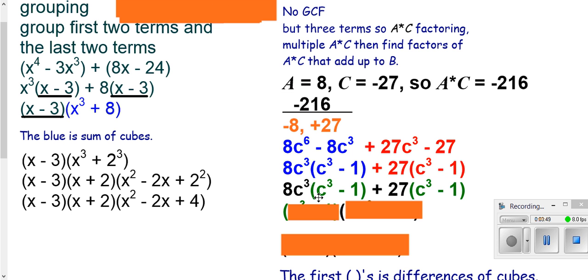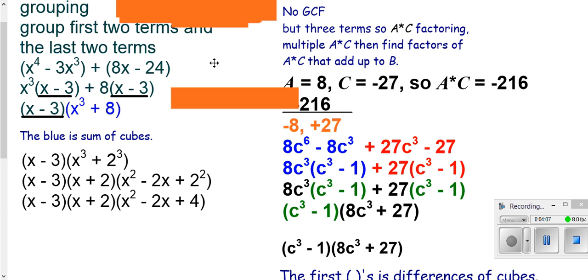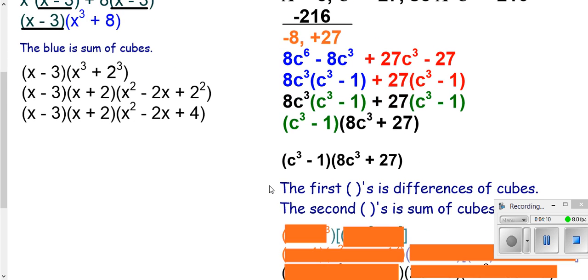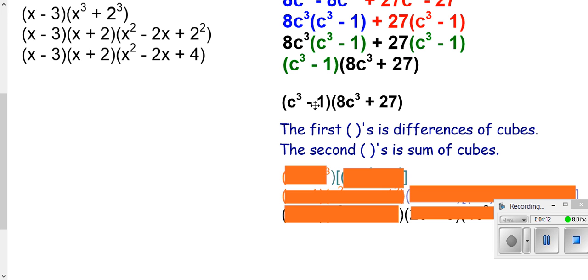Now you'll notice the green is my common factor. I'm going to pull that in front. What I'm left with then is the black when I factor out the green. So I'm going to be having an 8c cubed and a plus 27. Now, you'll notice that we really have difference of cubes here and sum of cubes here. You might be like, difference of cubes? 1 isn't cubed. Well, you could write 1 as 1 cubed. Oh, and 27, yeah, that's 3 cubed, isn't it?